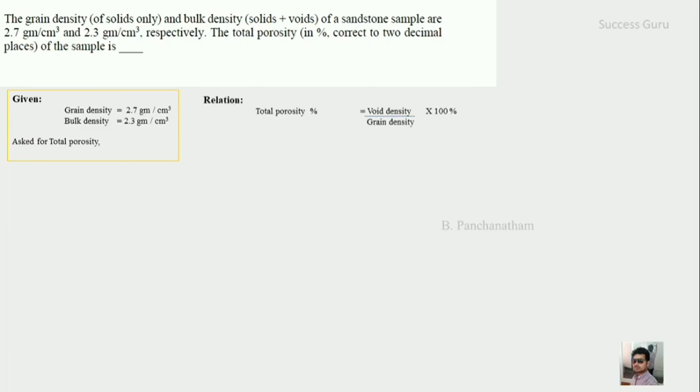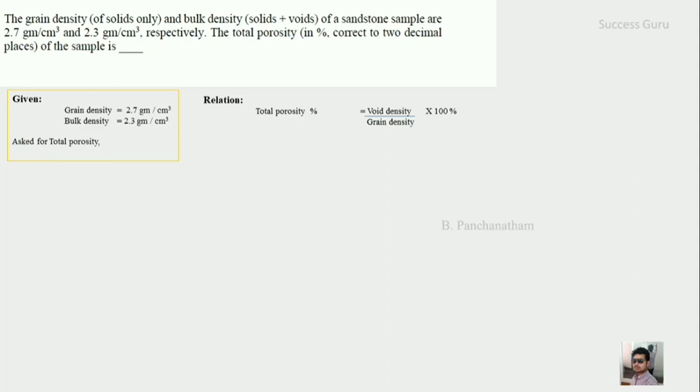And the third question is that they have given the grain density and bulk density, and they have asked for the total porosity in percentage. So first of all, we have to understand the question. The grain density is 2.7 grams per centimeter cube and the bulk density is 2.3 grams per centimeter cube, and they ask for the total porosity. The total porosity is the void density by grain density into 100 percent. But in the question they have not given the void density.